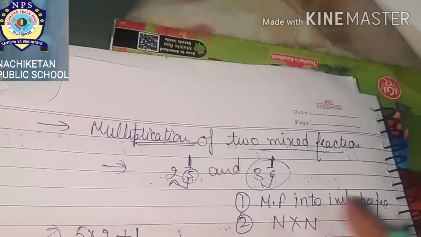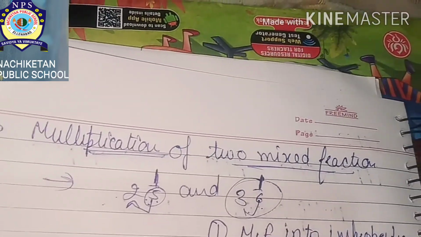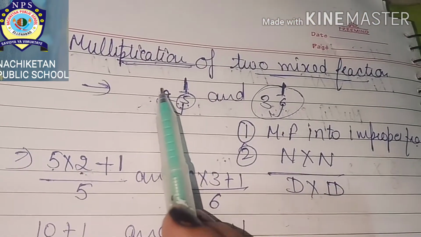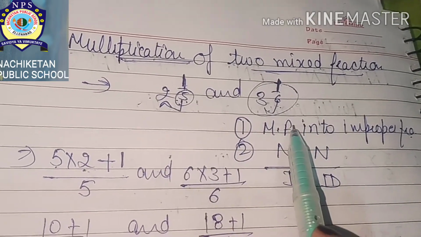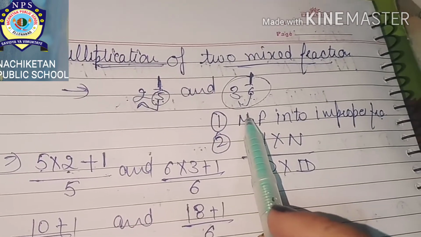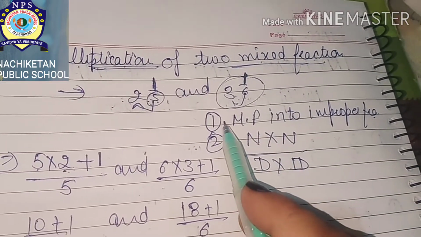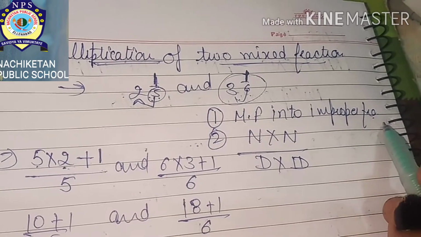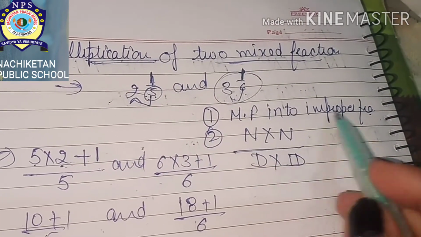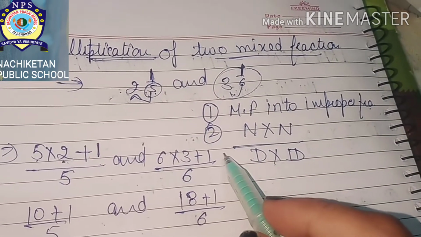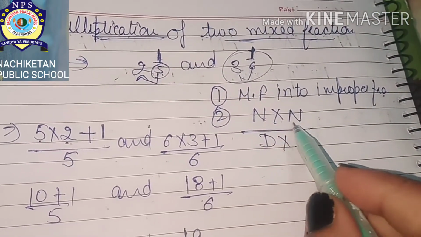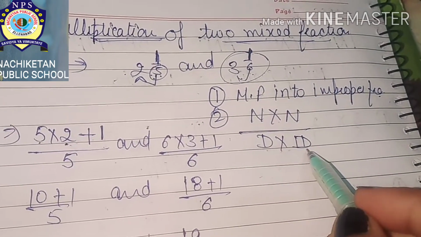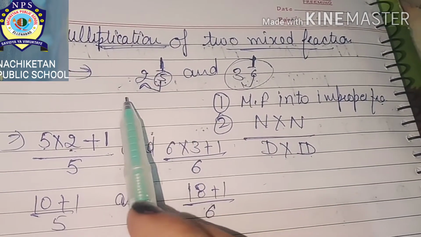Okay, now we will discuss the multiplication of two mixed fractions. If we have two mixed fractions like this, 2 1 by 5 and 3 1 upon 6, and we have to multiply these two fractions, how will we do it? According to the rule, first the mixed fractions are changed into improper fractions. Firstly we will change the mixed fractions into improper fractions, and in the second step we will follow the same procedure, meaning numerator multiply with numerator and denominator multiply with the denominator. Clear?